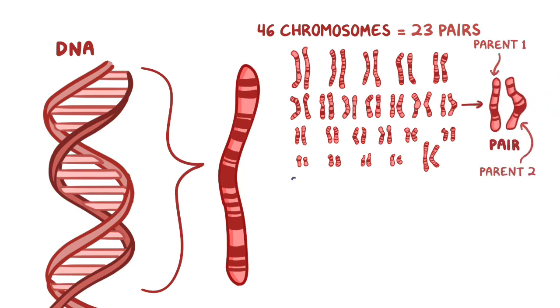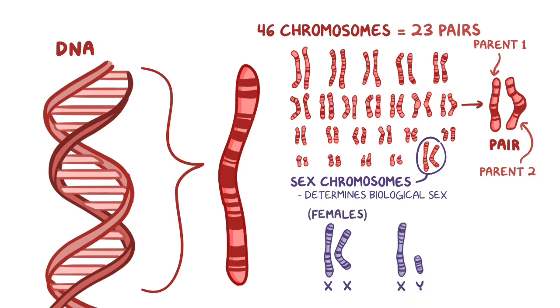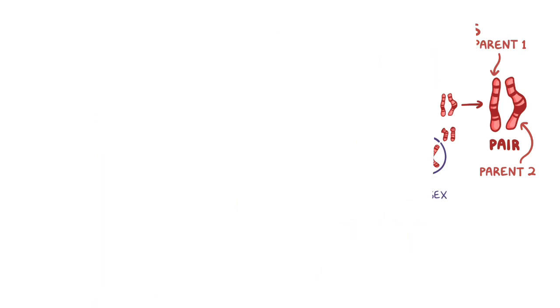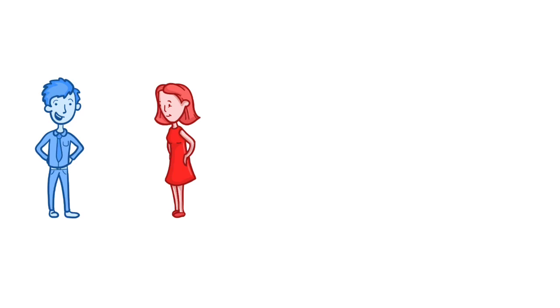One of these pairs, the sex chromosomes, determines a person's biological sex and can be made up of either two X chromosomes for females or an X and a Y chromosome for males. So, if you wanted to make another human, first you'd have to find someone that feels the same way, and then you both contribute half of your chromosomes.